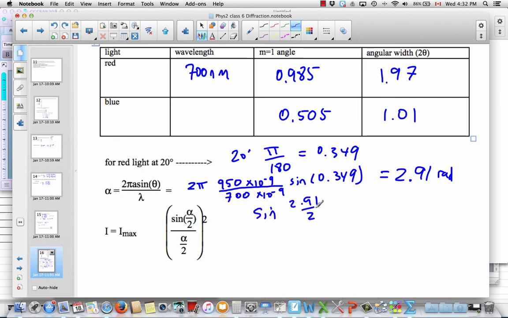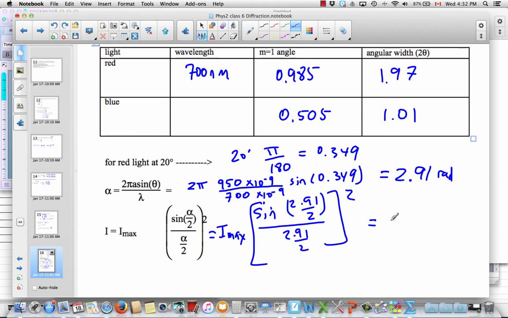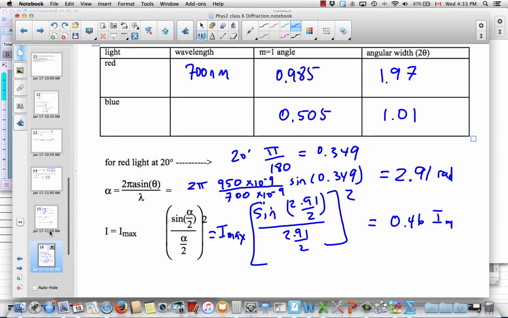2.91 divided by 2, and then we have to take the sine of it and then square it, I should say. Then we divide that by 2, and then we square this whole thing, and that's the factor, that's the percentage of the maximum intensity at that location. In my calculation, I get 0.46 or 46% of that. So that's how the single slit intensity drops off.